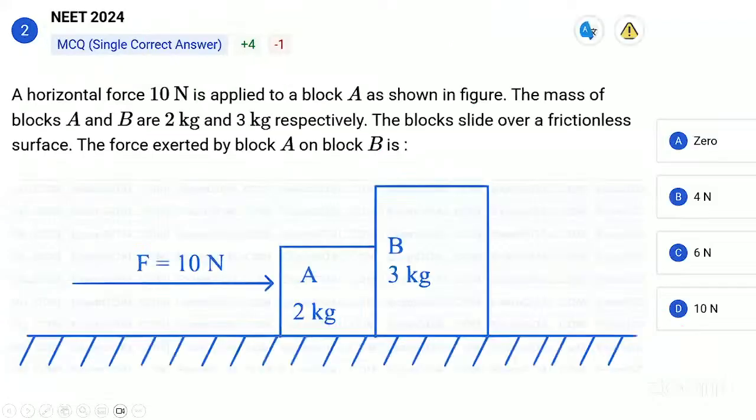Let's just try to solve this one. A horizontal force 10 Newton is applied to a block A. And if you are having any doubt, you can unmute yourself because as of now, only you two are there, so you can unmute yourself and then ask any doubt if you are having in this chapter. So a horizontal force 10 Newton is applied to a block A as shown in figure. The mass of block A and B are 2 kg and 3 kg respectively. The block slides over a frictionless surface. The force exerted by a block A on block B.